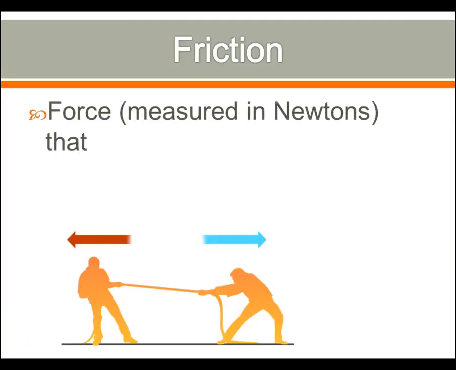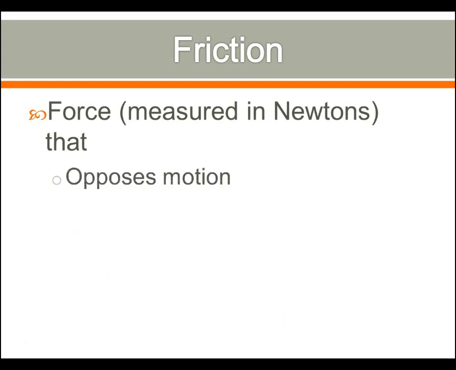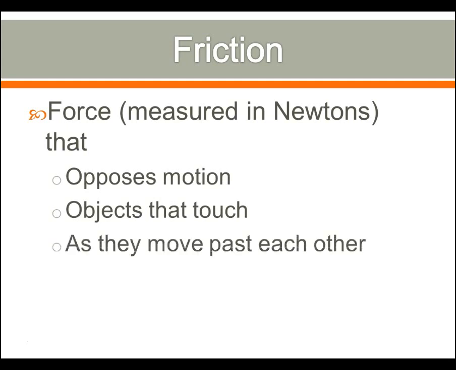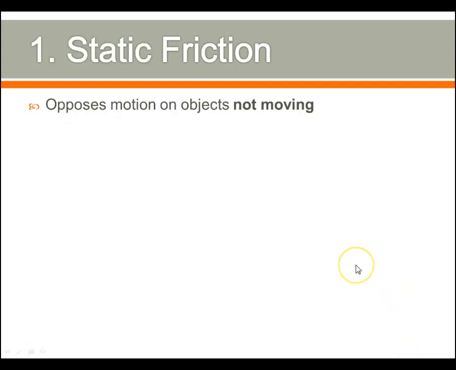So friction is a force that, of course, we measure in newtons, that does three things. It opposes motion in objects that touch as they try to move past each other. So here you have a guy rubbing his hands right there. There is friction between his hands because that friction is the force that opposes motion, because those objects are touching and they are trying to move past each other. Friction happens there. So let's talk about the first type, static friction.